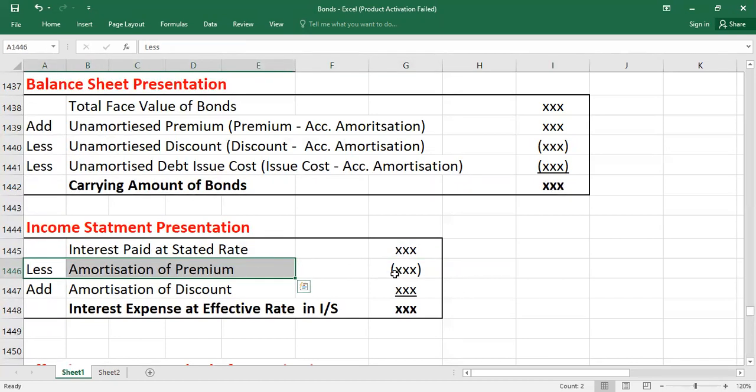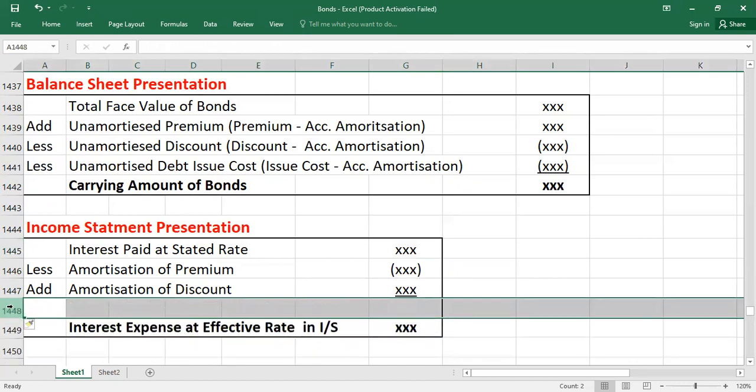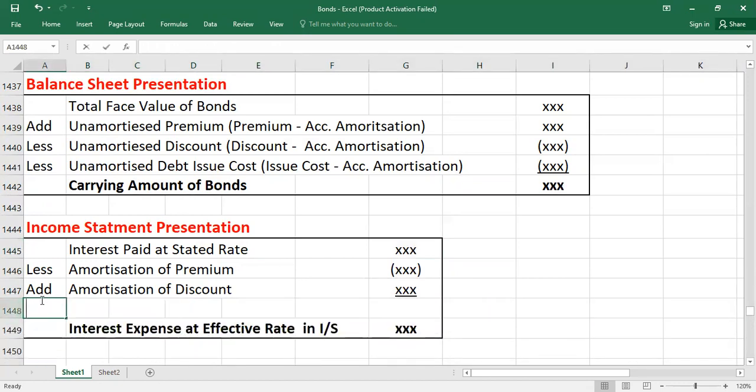So for the period, whatever amount is there, you will subtract, and add the amortization of discount. If you add these three values, this will be equal to the interest expense at the effective rate in the income statement. Here you can add one more value, by the way: you can add the amortization of the issue cost as well.